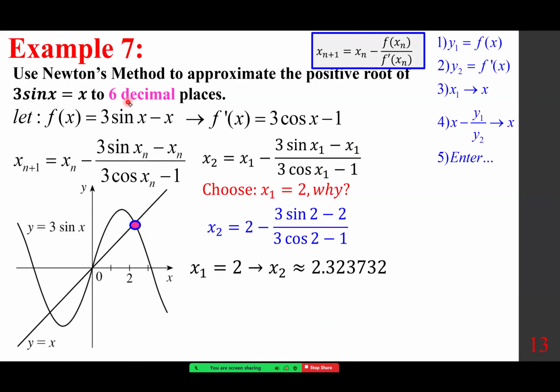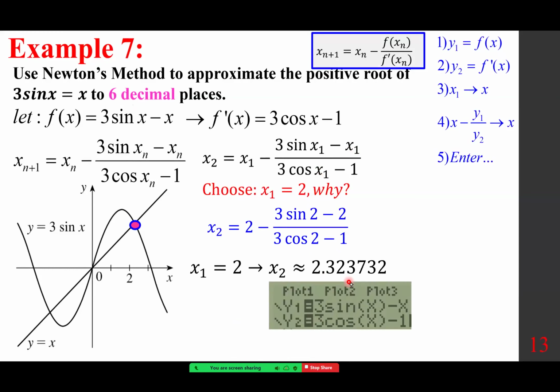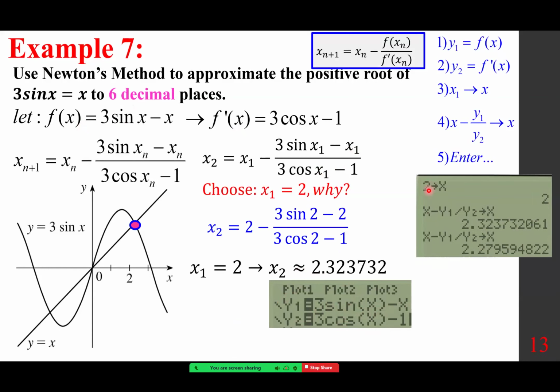Now, at this point, again, it becomes very tedious if you do it by hand. So we are going to do it with technology again. So y sub 1 is f of x, 3 sine x minus x. Y sub 2 is f prime of x, 3 cosine x minus 1. We store the first one, x sub 1 equals 2, into x, and then x minus y sub 1 over y sub 2 is stored in x. It gives us some numbers. And remember, we want the 6 decimals just for the sake of argument. You see, they are not the same. So you have to do it again.